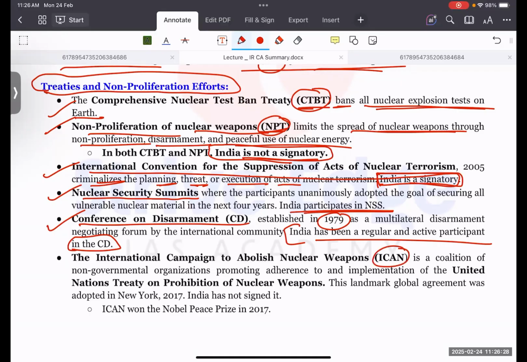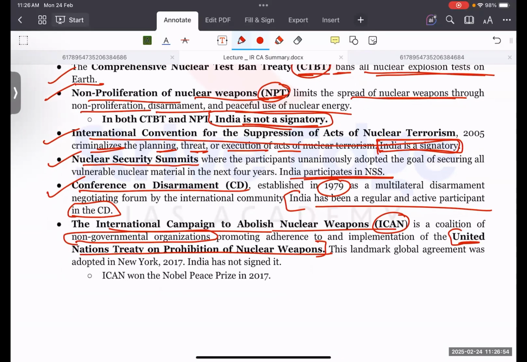Then comes ICAN, the International Campaign to Abolish Nuclear Weapons. It is a coalition of NGOs promoting the adherence to and implementation of the United Nations Treaty on the Prohibition of Nuclear Weapons. This is a landmark global agreement which was adopted in New York in 2017, and India has not signed this. Remember, ICAN also won the Nobel Peace Prize in 2017 for its efforts.